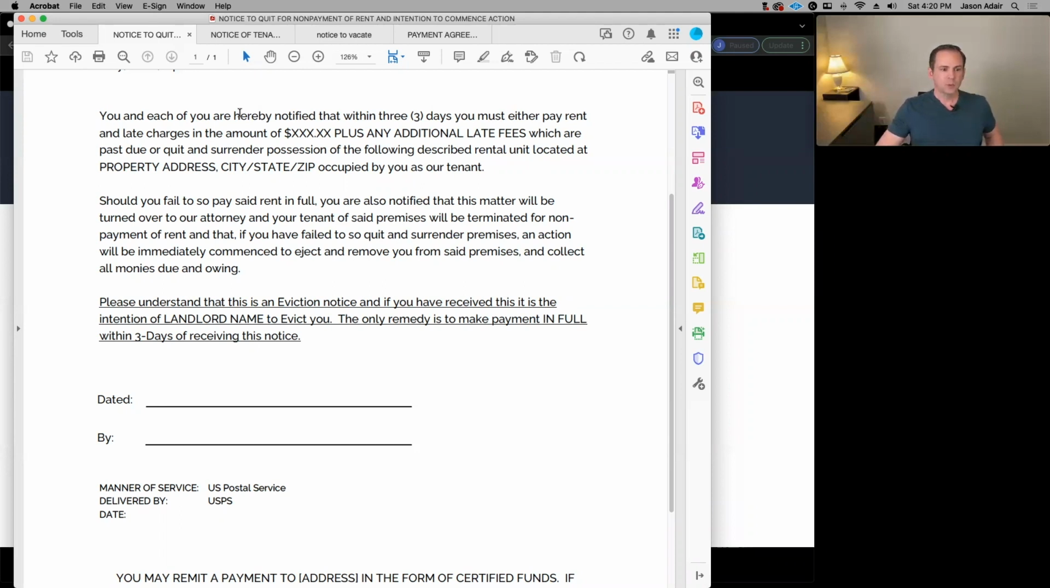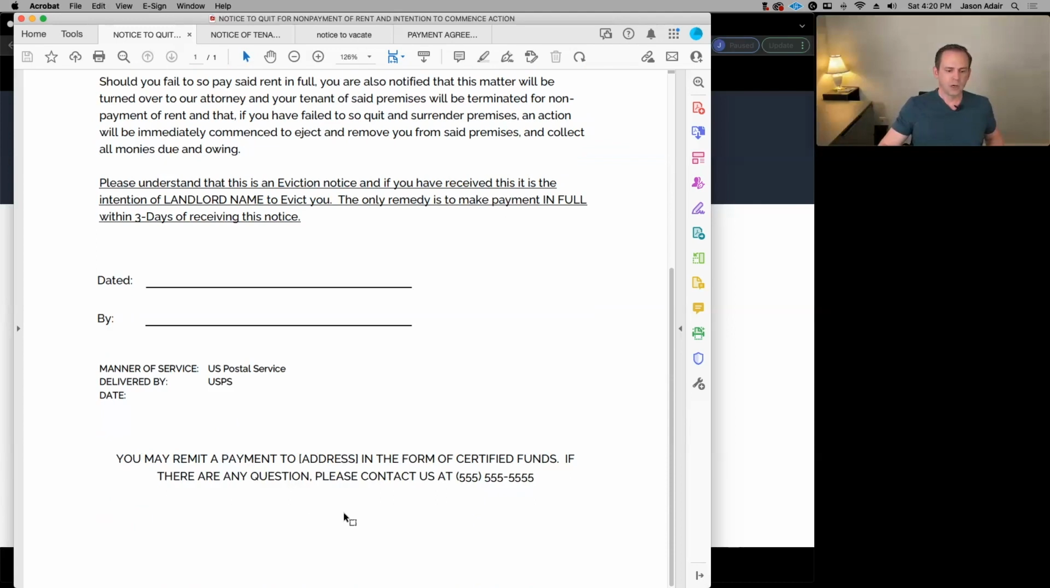Sometimes there's some very specific things they want in there to help them do their job and get them out quicker. But this one here is, you're hereby notified that within 3 days you must either pay rent and late charges in the amount of such and such, plus any additional late fees which are past due, or quit and surrender the possession of the following described rental unit located at such and such. Should you fail to do so, you're notified this will be turned over to attorney. So again, you have this many days to pay this amount of money, or this is what we are going to do. And after that amount of time has passed, you don't even have to accept it from that point forward.